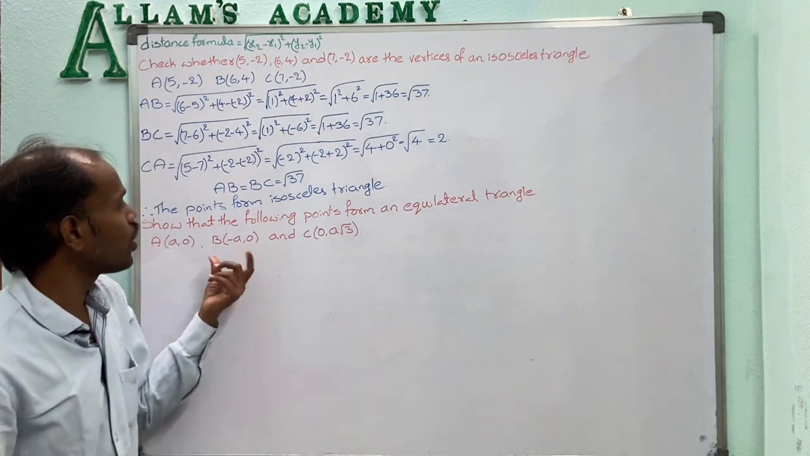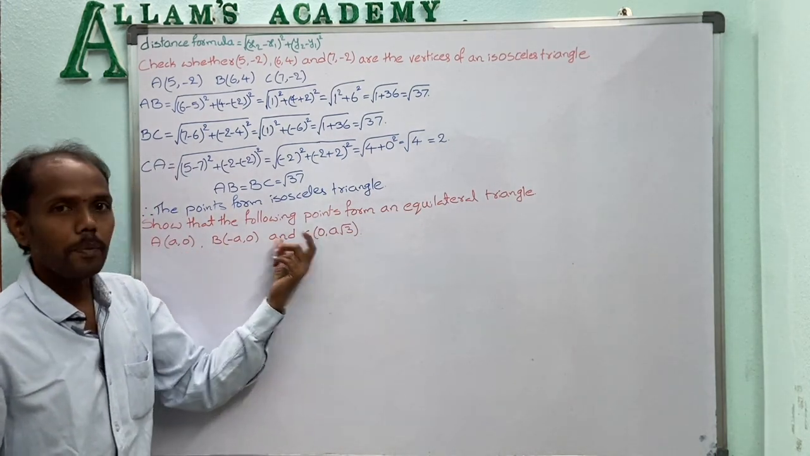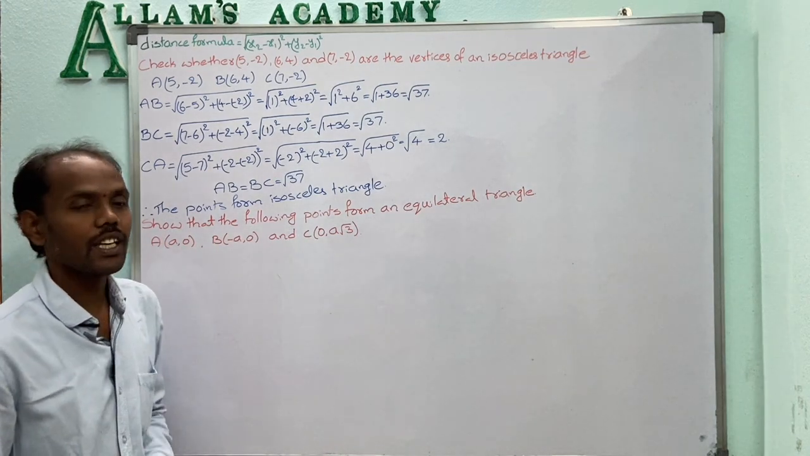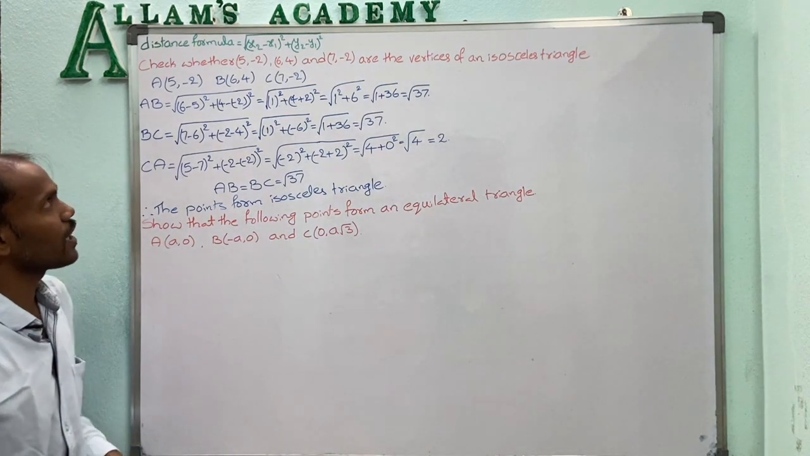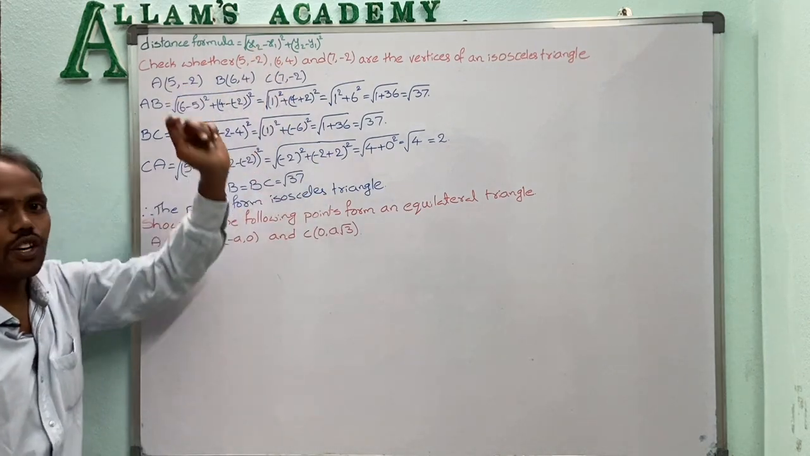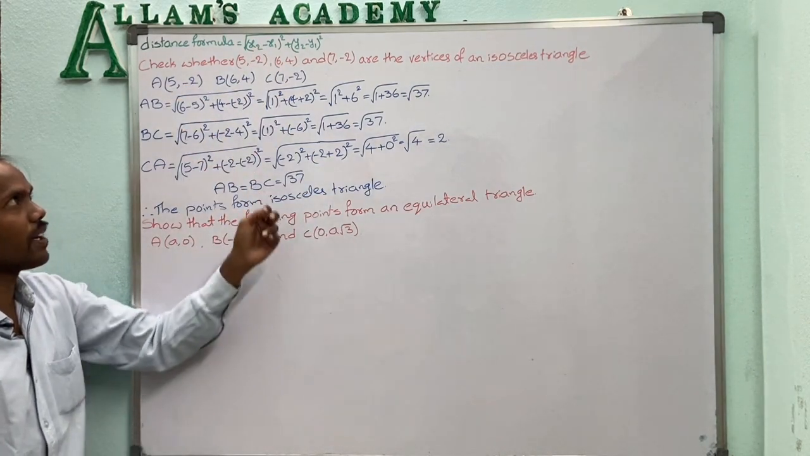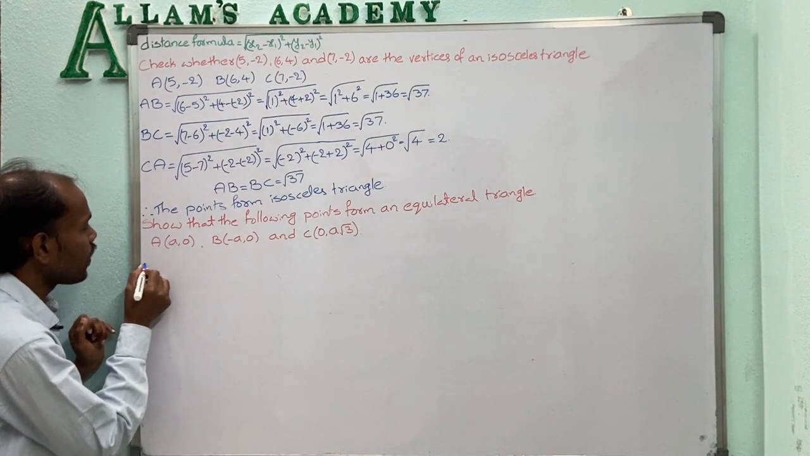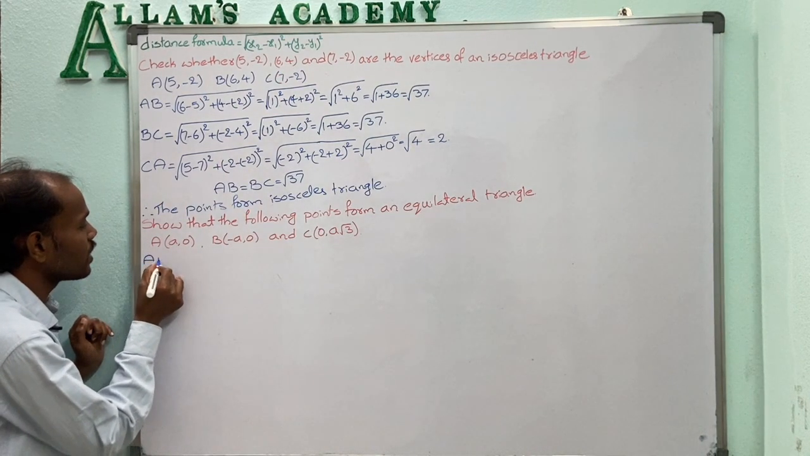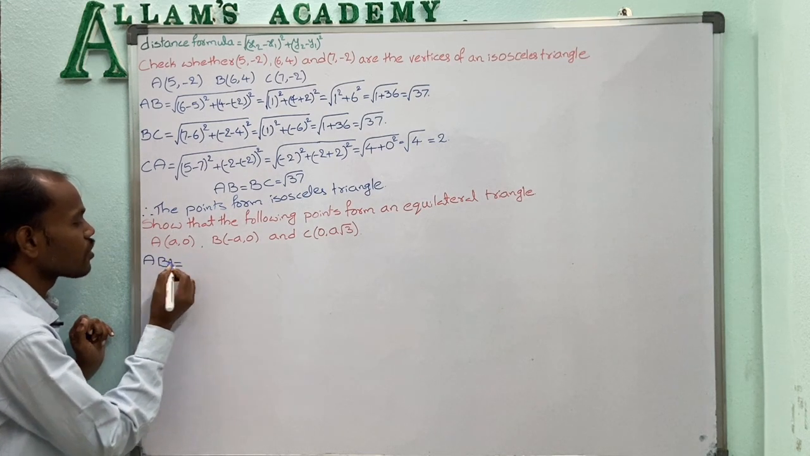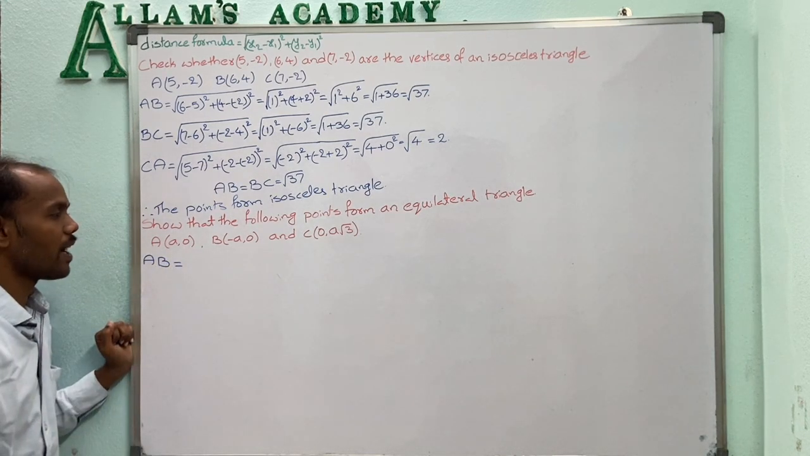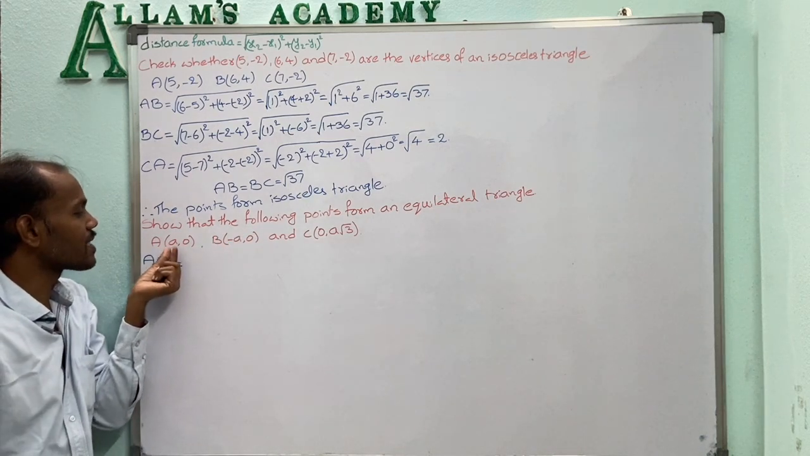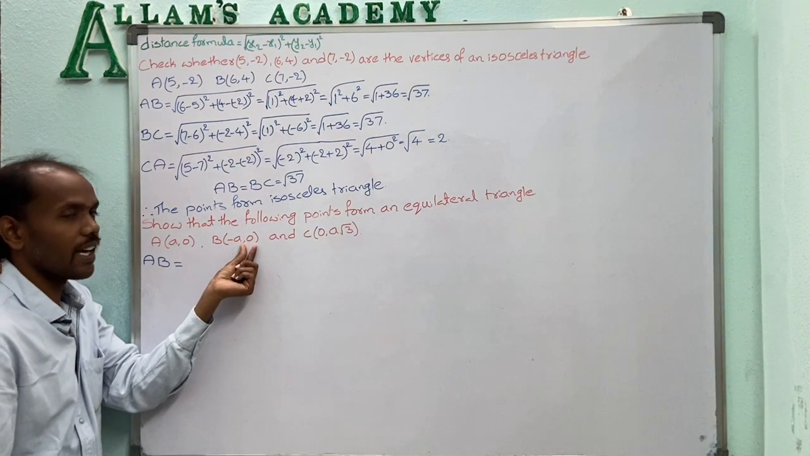Now we have to show that the point pairs AB, BC and CA have equal distance. We know the distance formula, that is the square root of (x2 minus x1) whole square plus (y2 minus y1) whole square. Using that formula, let us find the distance between the points A and B, that is the length AB. A is (a, 0) and B is (-a, 0).